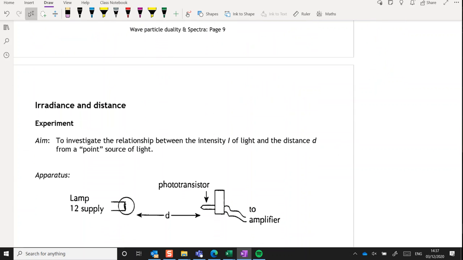So, irradiance and distance. The power of a source of light, as you get further away from it, will decrease. Now, to investigate the relationship between light and the distance of a point of light, we're going to do a simple experiment.